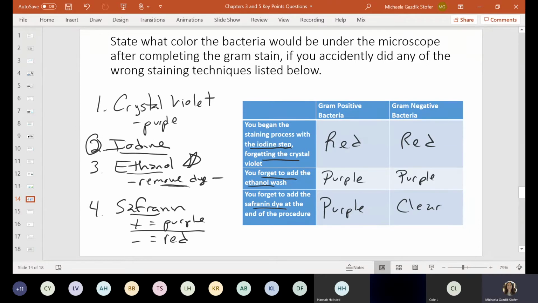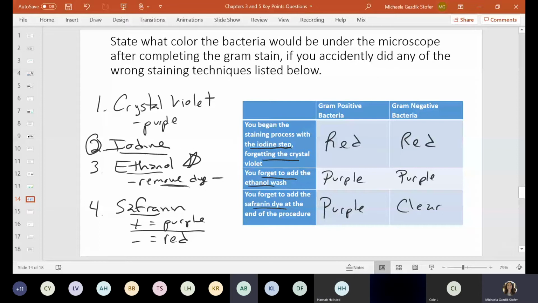Okay, so I'm going to pause there for a minute. Do you guys have any questions about gram-positive versus gram-negative, just for structures, for comparisons, or for the gram stain at all? I have a question.